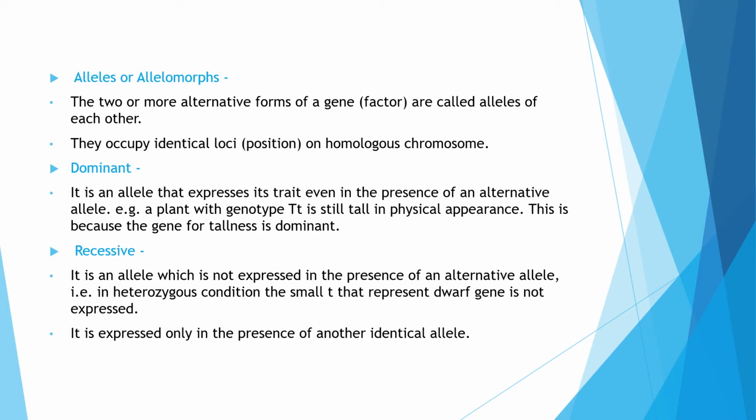Alleles or allelomorphs. The two or more alternative forms of a gene, factor, are called alleles of each other. They occupy identical loci, positions, on homologous chromosomes. Dominant. It is an allele that expresses its trait even in the presence of an alternative allele. For example, a plant with genotype T small t is still tall in physical appearance. This is because the gene for tallness is dominant.